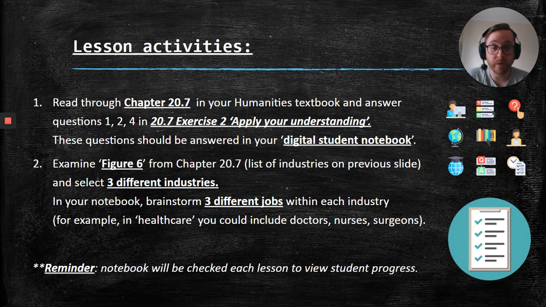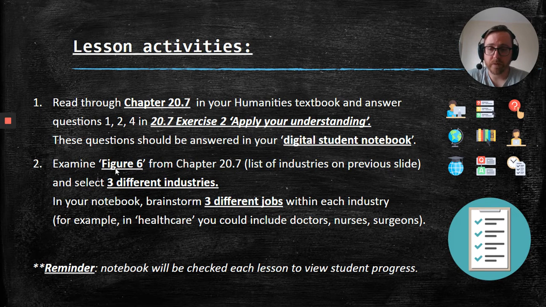So, a lot of information, which is why I'm stretching across the double period. My apologies. But what you'll be doing to finish off your double period is to read through chapter 20.7 in your Humanities textbook and answer questions 1, 2, and 4. In exercise 2, apply your understanding. So exercise 2, not exercise 1.